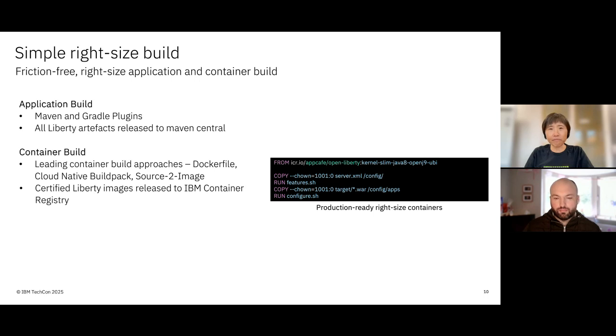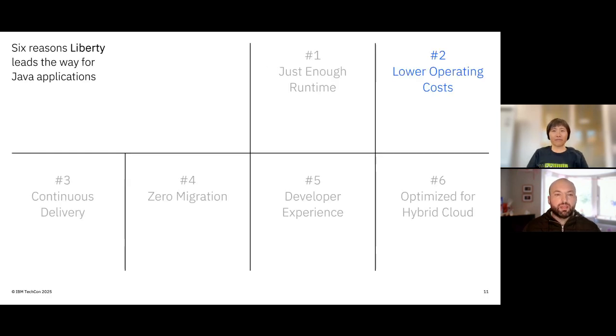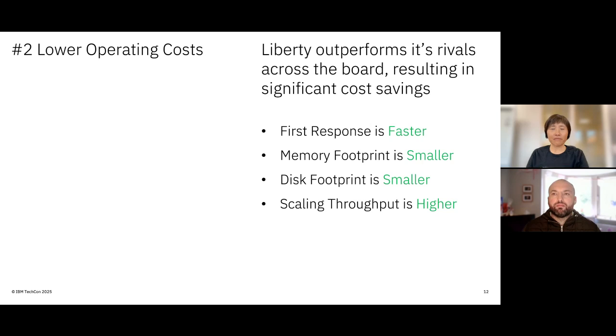Next, please. Okay, so now we're going to talk a little bit about lower operating costs, the second reason how Liberty leads the way. In terms of performance, Liberty beats the competition across almost all of the key parameters. For example, in response times, particularly when instant on is used. We'll show you some charts in a minute to illustrate the point. Memory footprint is significantly smaller, as is our disk footprint, and the throughput and memory usage are also very significant. So we're going to walk through some of those stats.